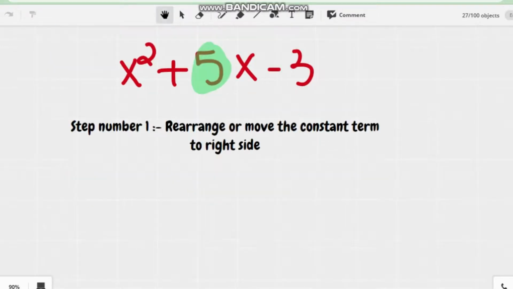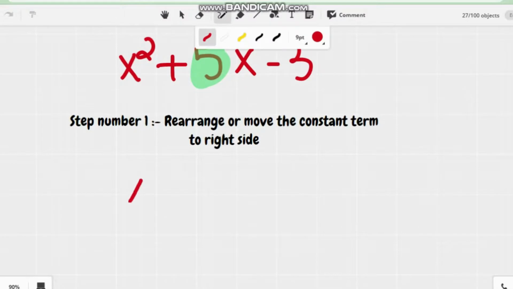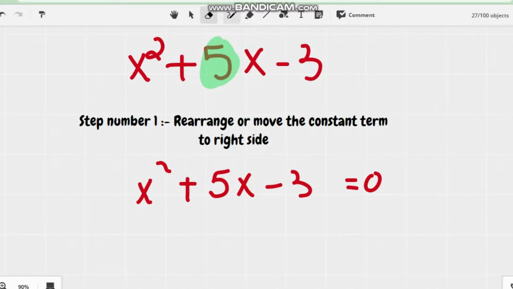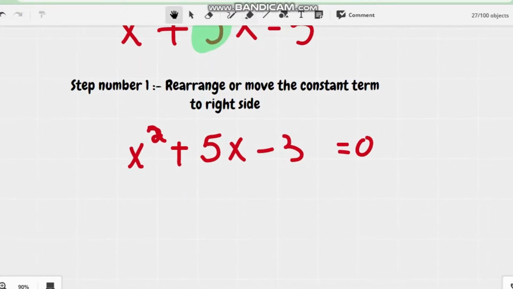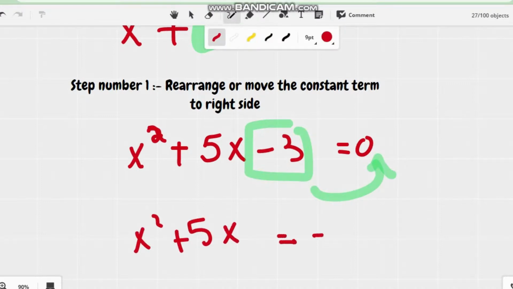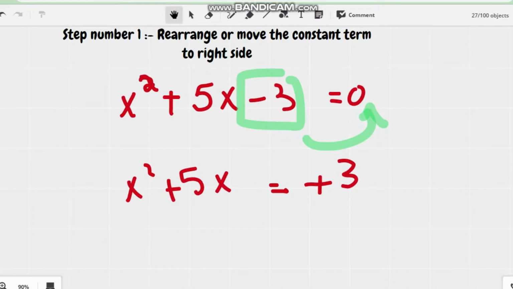So I'm going to write here first of all that equation: x squared plus 5x minus 3 equals 0, and this is my constant term, 3. So what I'm going to do here, x squared plus 5x minus 3 equals 0, I'm going to first of all move this constant term to the right side. x squared plus 5x equals positive 3. Negative 3, move it to the right side, the opposite sign will become positive.